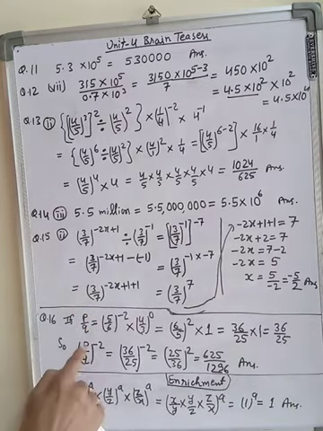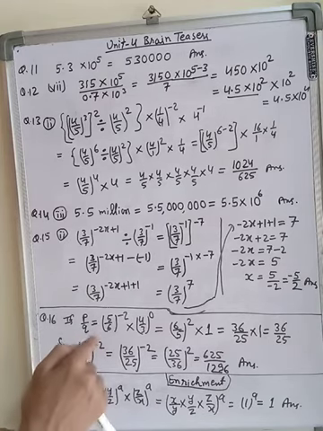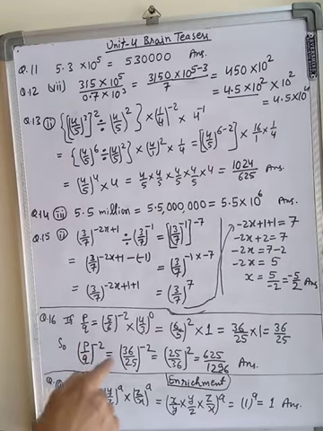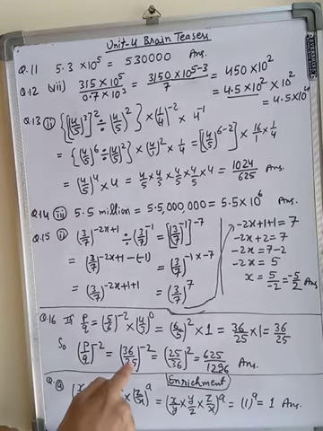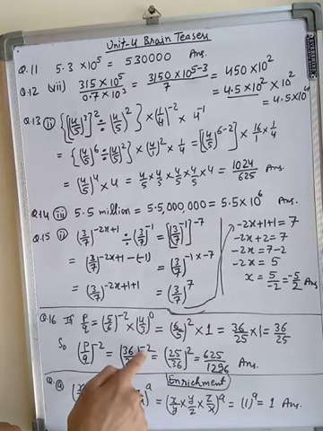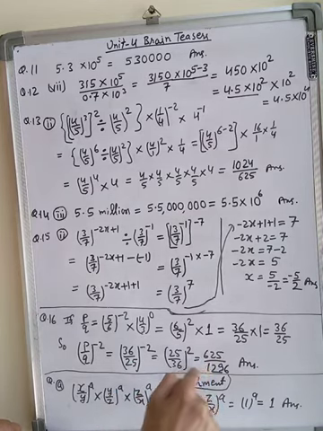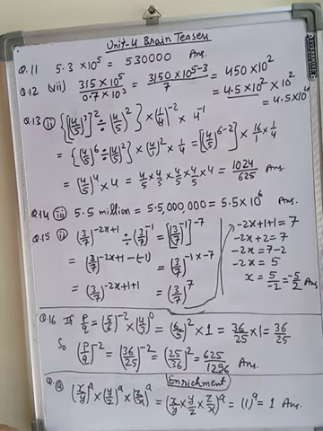Another question asks: find p upon q to the power minus 2. The value of p upon q came 36 upon 25 and power minus 2. So solving this, how much did it come? This reciprocal we will write 25 upon 36 power 2. So 625 upon 1296. This is the answer.